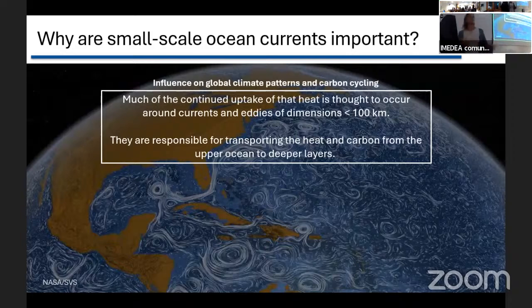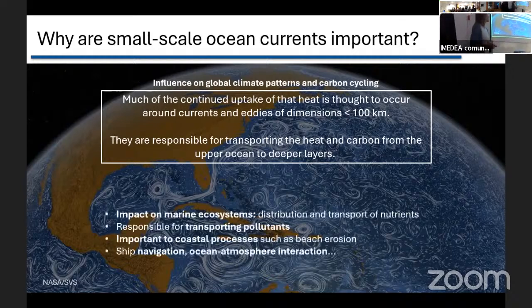But today I don't want to talk about these large currents, but rather about the smaller ones, as they are known to be important for this continued uptake of that heat, because this absorption occurs around currents and eddies smaller than 100 kilometers. And they are also responsible for transporting the heat and the carbon from the upper layers to the deeper ones. So they are key to knowing more about, for example, climate change, of course.